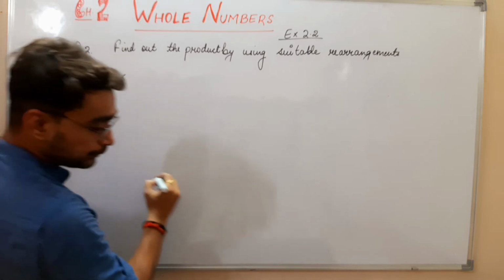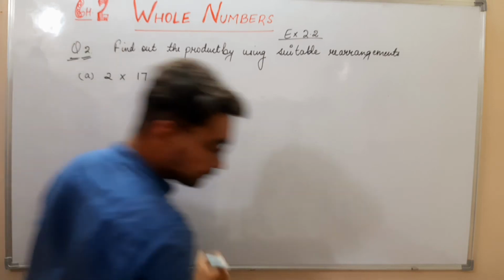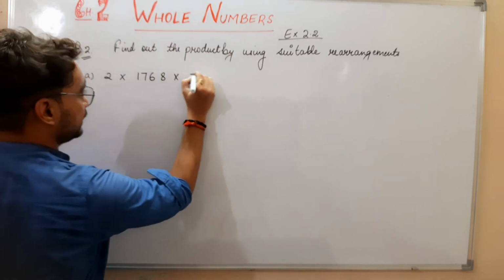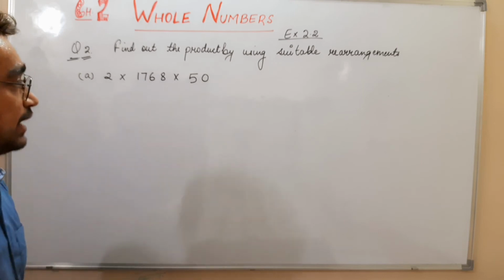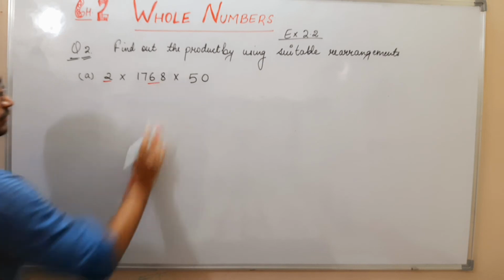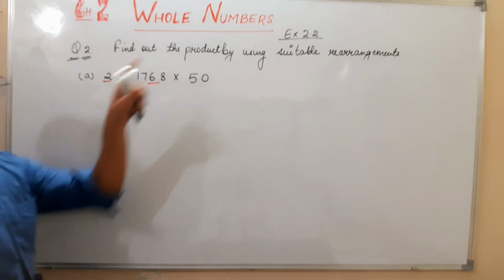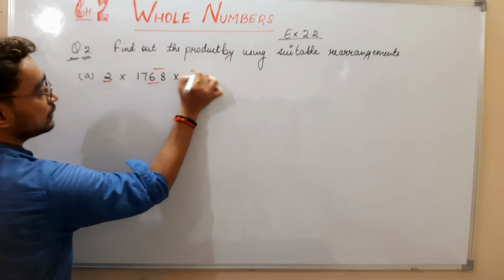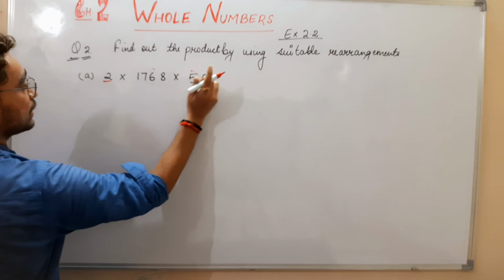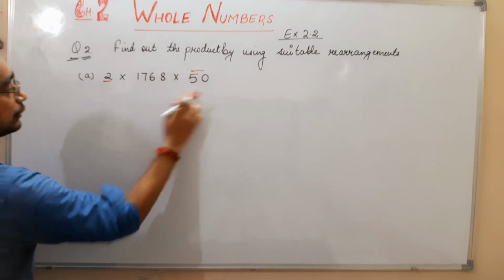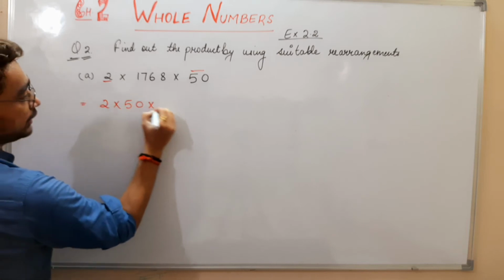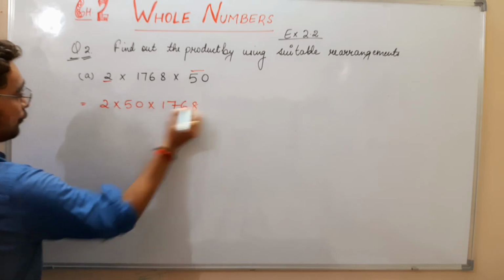2 into 100, sorry, it is 1768 into 50. See, here is how I can do that rearrangement. If I multiply this and this, again a difficult number, and again multiply by 50. If I multiply this and this, it's also quite difficult. But if I multiply 2 and 50, 2 into 50, equals to into 1768. What is 2 into 50?